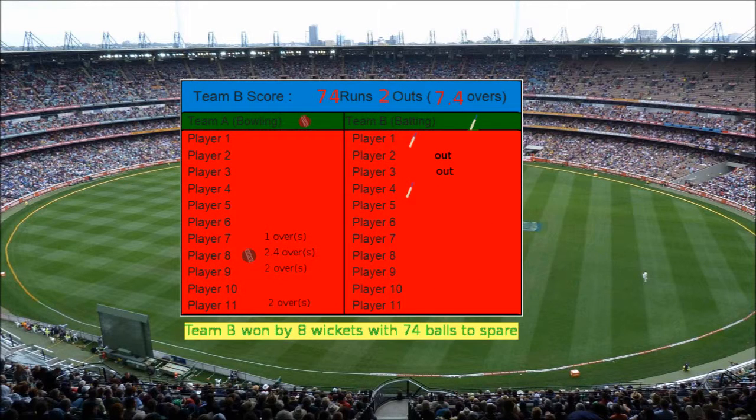Now I am just skipping Team B's batting and showing the final score. As expected, Team B have won the match with 8 wickets and 74 balls remaining. Now that is just a sample simulation for you. Now let me explain how runs are scored and batsmen are sent out. First, how runs are scored.